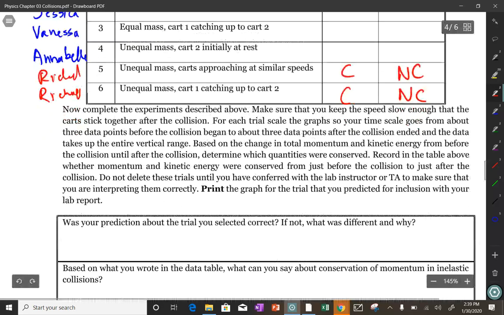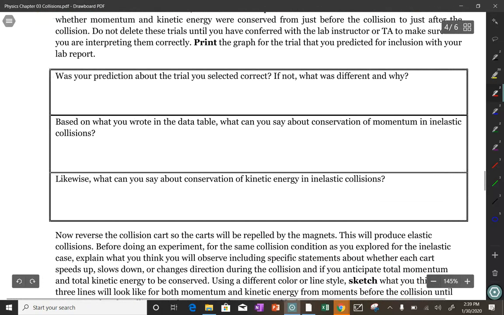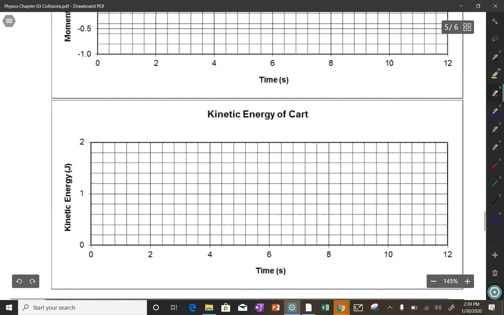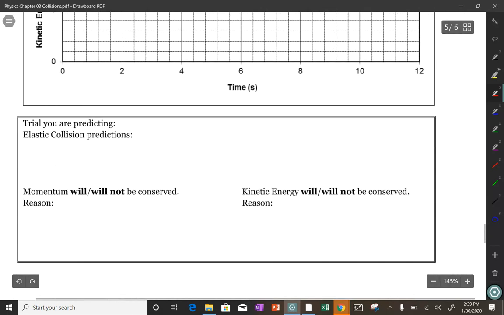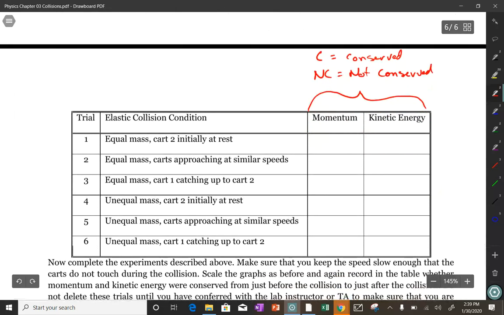So you're once again going to make a prediction. Well, here you answer questions. Was your prediction right? And so on. But then you're going to make a prediction and draw your predicted graphs here. Put your reasons and whatnot here. And then we're doing these.